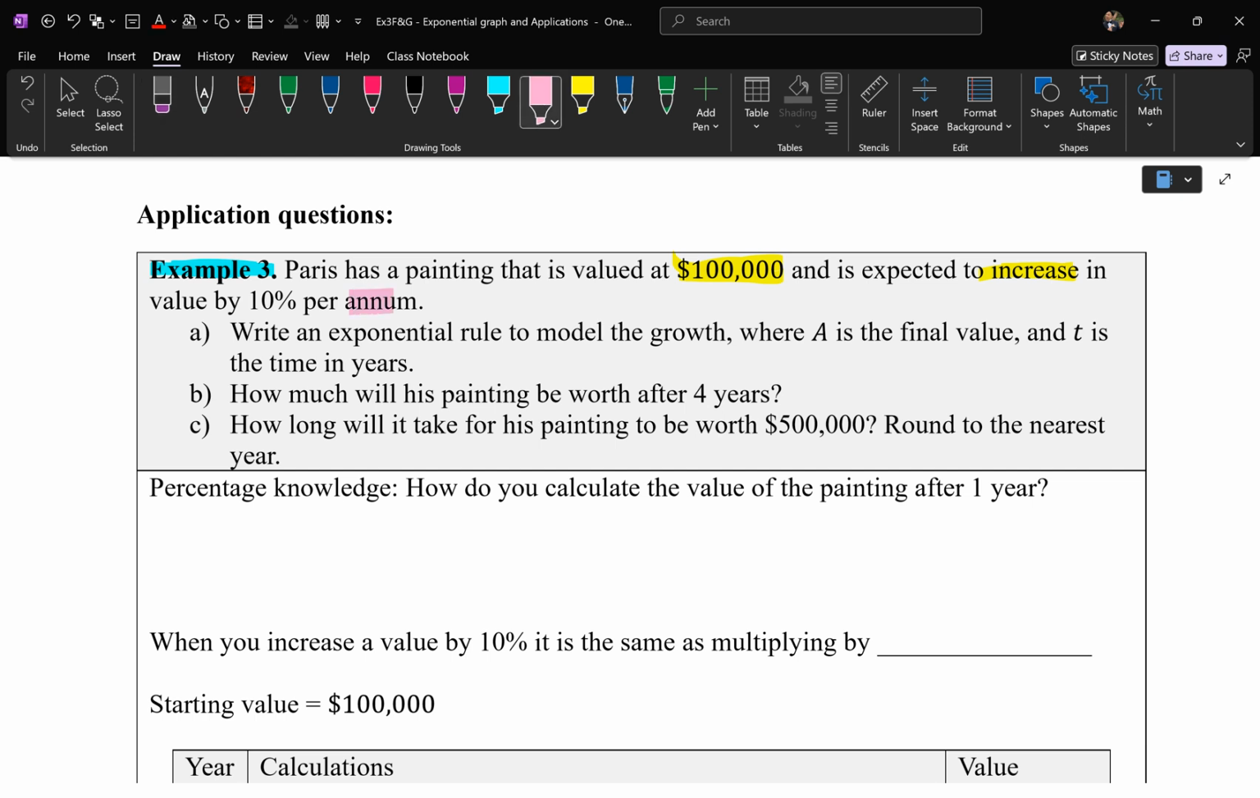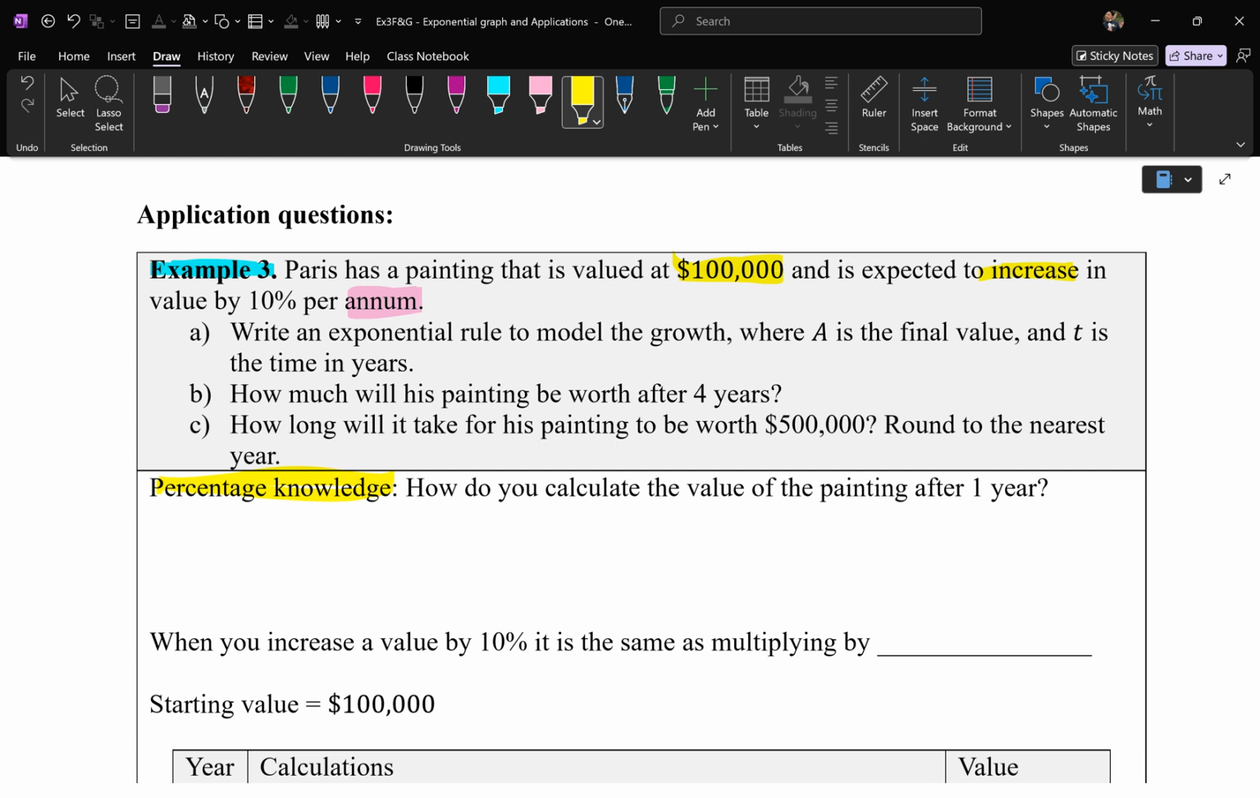What does annum mean? It's a year. Okay, so for every year, it increases by 10%. Now, this is the key part. So when A, it says write an exponential rule to model the growth, where A is the final value and T is the time in years. Ignore that bit for now. Let's just recheck our percentage knowledge.